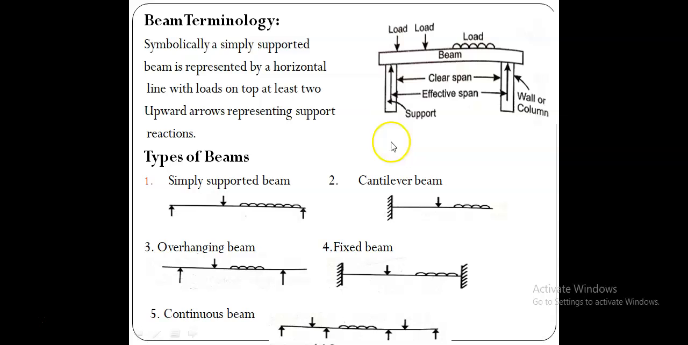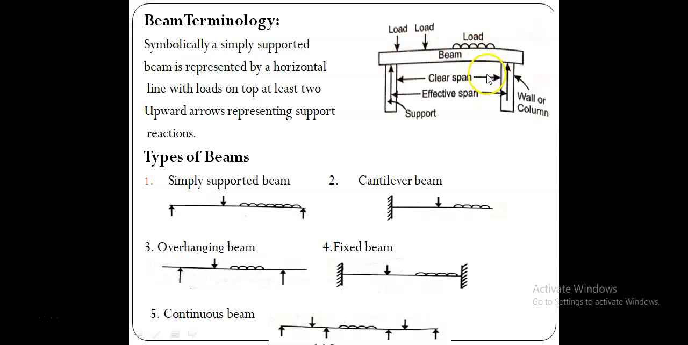Next, these are all some of the terminologies in beams. You see this beam, as we have already discussed, these two are supports. These supports are normally represented as the upward arrow at its ends, and the distance between these two supports is called the clear span, and the center to center distance between these supports is called the effective span. Okay. So symbolically, a simply supported beam is represented by a horizontal line with loads on top, and at least two upward arrows representing support reactions.